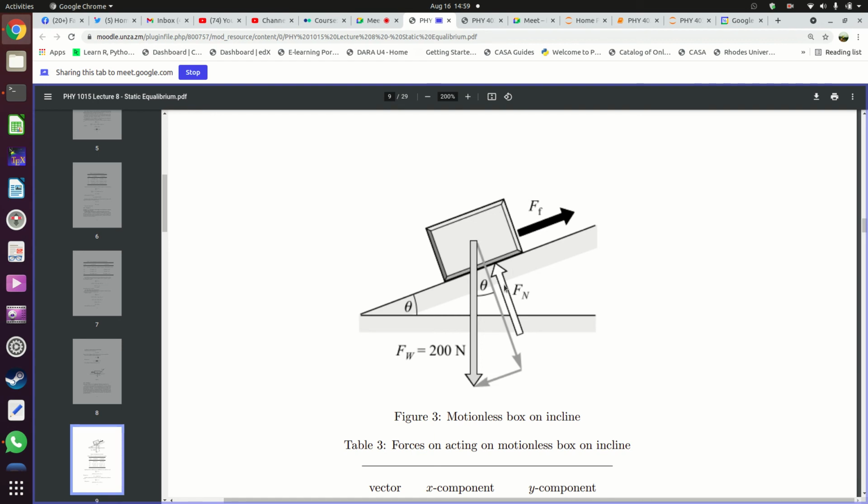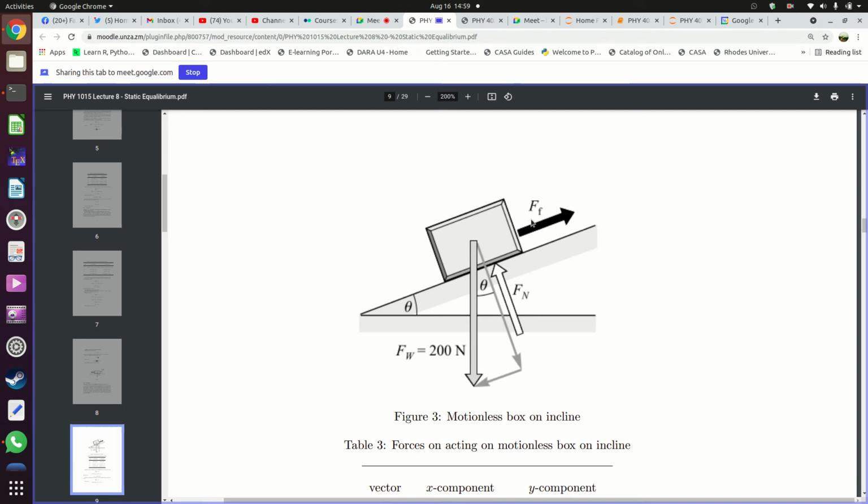The incline is pushing back against this force, Fn. So this one here is the weight of the object, and this one here is the reaction of the incline pushing back against this box. Of course, this box is supposed to slide in this particular direction, but since it's at equilibrium, it's not moving. So we can say the box is stationary.